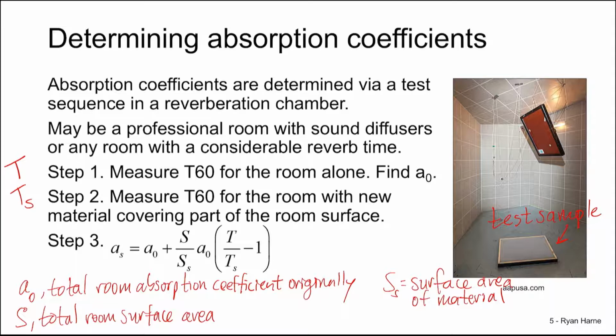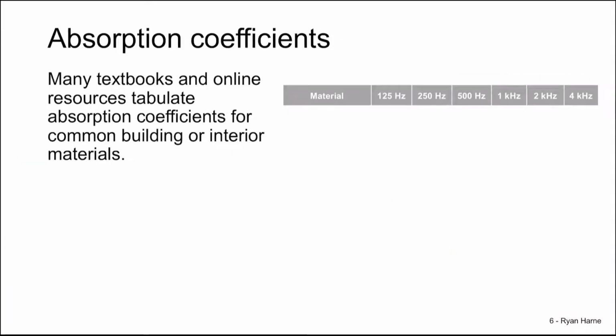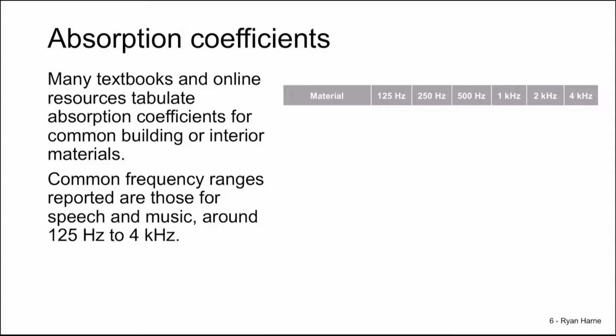This technique is computed for each T and T sub s in different octave bands to compute the A sub s, the absorption coefficient of the test sample, in each octave band. This process is used by many companies and is tabulated all across online databases as well as in textbooks. You'll find absorption coefficients for many common building materials, interior materials, and so on.